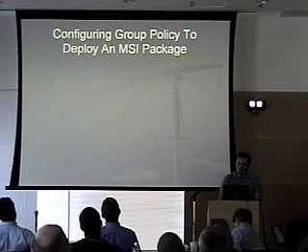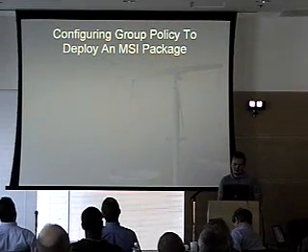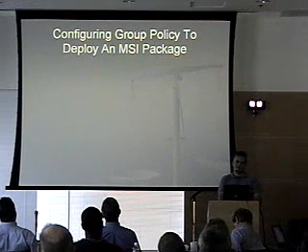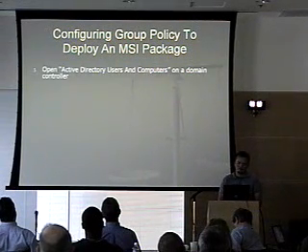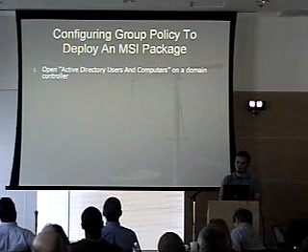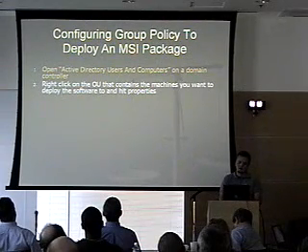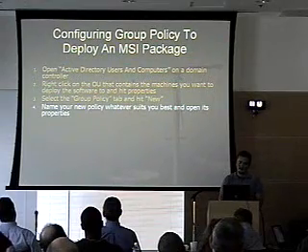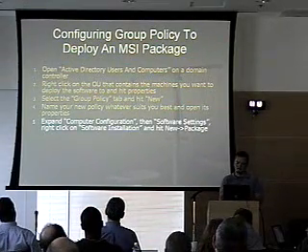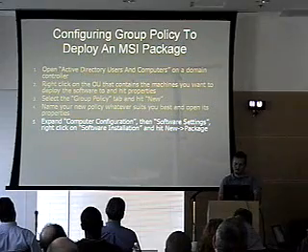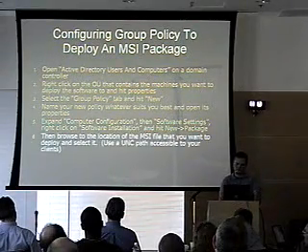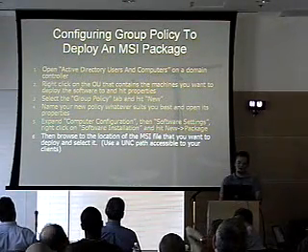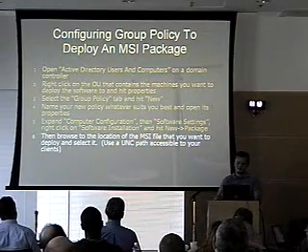So configuring group policy to deploy an MSI package, I'm just going to list the steps here. We're not going to really get into them, but it's a 7-point process. You open your Active Directory management component, right-click on the OU you want to change, go into group policy, create a name for your policy, go into the computer configuration, software settings, add a new package to your software installation, browse to your MSI file.